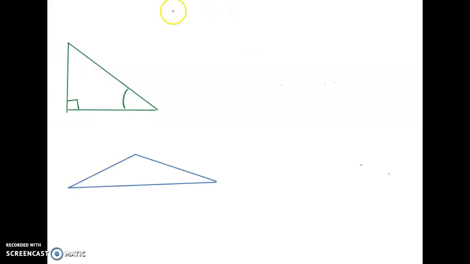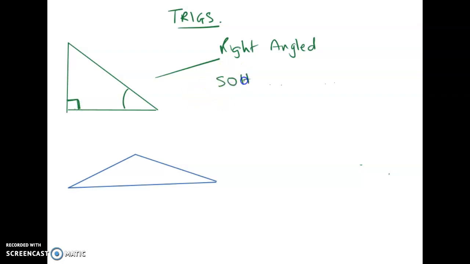So a trig question now will fall into two categories. Either we are dealing with a triangle that is right angled, and in this case, if it's right angled, you'll see this little box here, and then we can use SOHCAHTOA. S stands for sine is equal to opposite over hypotenuse, cos is adjacent over hypotenuse, and tan is opposite over adjacent.